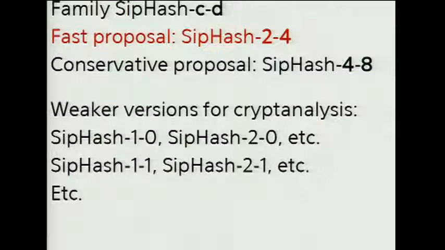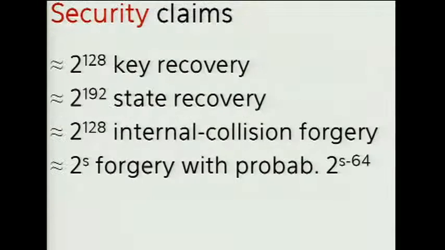We also have a conservative proposal, SipHash-4-8, which is obviously twice slower than SipHash-2-4. Cryptanalysts may want to break SipHash-1-0, SipHash-2-0, SipHash-1-1, 2-1, and so on. We don't make claims of security for those weaker variants. There may be some distinguishing attack, or I don't know. But we recommend at least SipHash-2-4. Our security claims: it's approximately 120 bits of security to find the key.